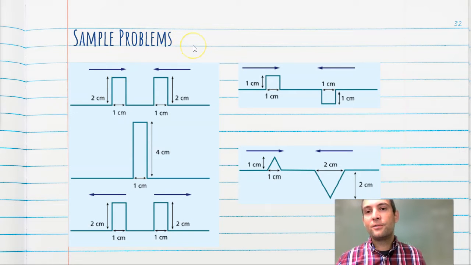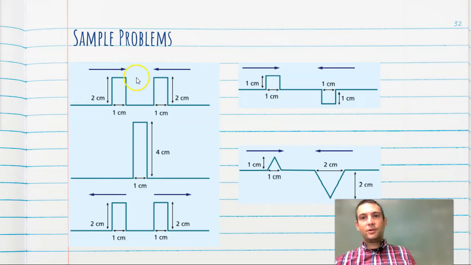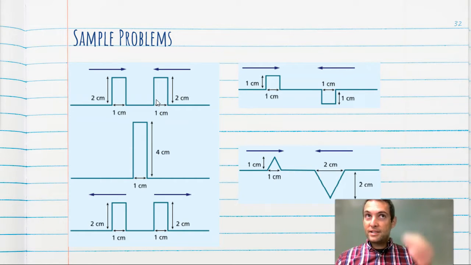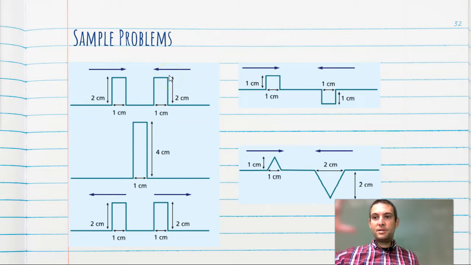Here are some sample problems for superposition. Looking at the first one, we have rectangles where the amplitude is 2 centimeters and the wavelength is 1 centimeter, and it's going to collide with one of the same measurements, wavelength of 1 centimeter and amplitude of 2 centimeters, but they're going in opposite directions. So these waves are in phase with each other. They're going to be at the same place at the same time. So when they collide, we add the amplitudes together. The wavelength is not changed, and we get this giant rectangle 4 centimeters high. 2 centimeters here plus 2 centimeters here. They just add up to make a bigger rectangle.